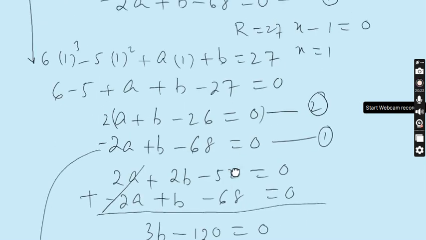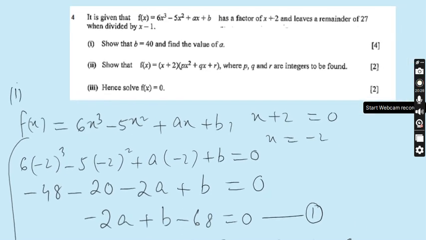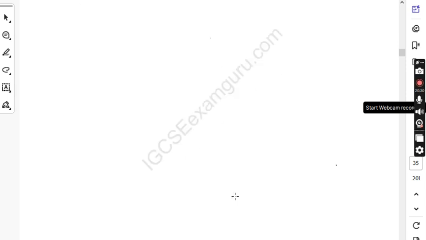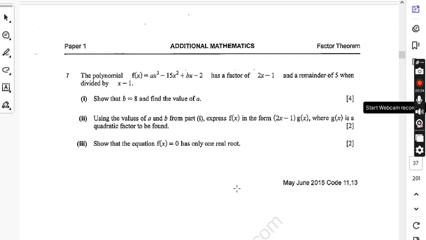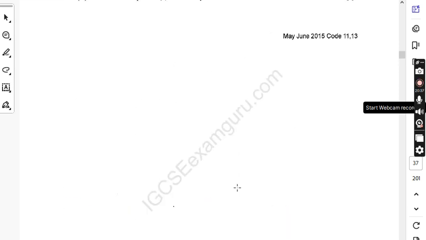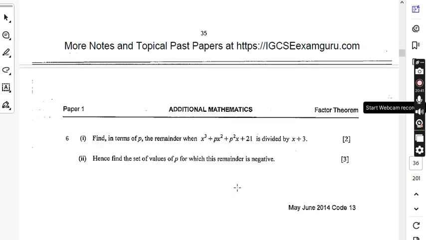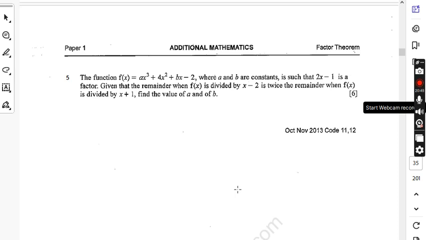Hope you enjoyed today's class where we did two very important questions. How many questions are left? 5, 6 and I think 7. So these are paper 1 questions. I will finish all remaining 3 questions in the next lecture, and then we will do past papers of paper 2 factor theorem after the next lecture.